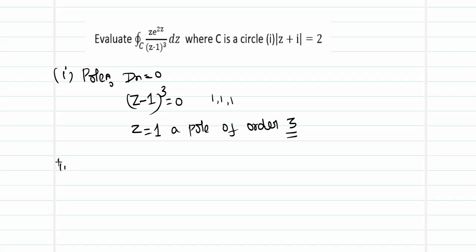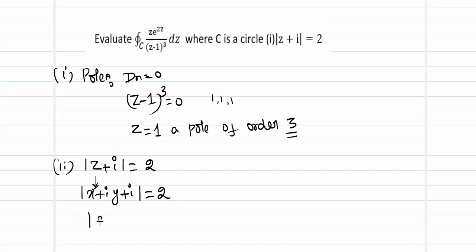What is going to be point number 2? Point number 2 is I'll have to plot the pole, so I need the boundary for the plotting. What is the boundary? Mod z plus i equal to 2. So I have x plus iy, which is my z, plus i equal to 2. Now combine the real part, so this is my real part. Combine your imaginary part. So what will happen? I times (y plus 1) equal to 2.